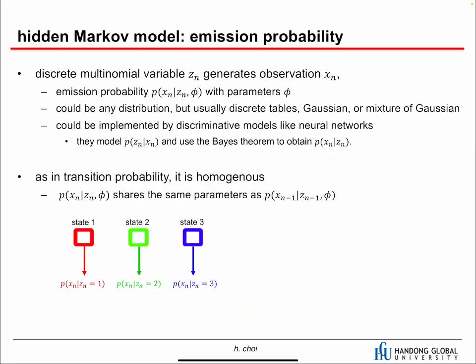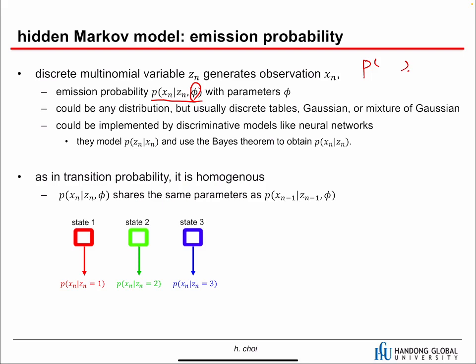Okay, and then we have emission probability. Emission probability means this one, from Zn to Xn. We have an emission probability parameter, phi. Sometimes we put this parameter in the equation, sometimes we don't. But whenever we have this p, even without the parameter, there is a parameter. If the equation is not confusing, then we don't put the parameter in there, because it's obvious sometimes.